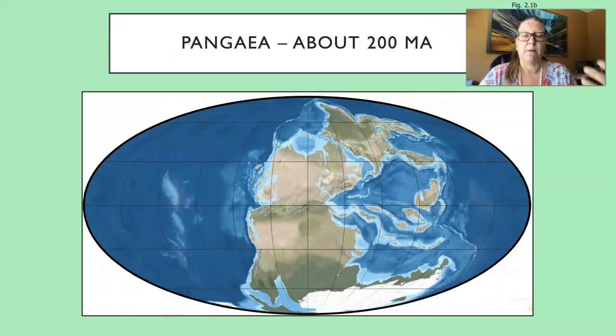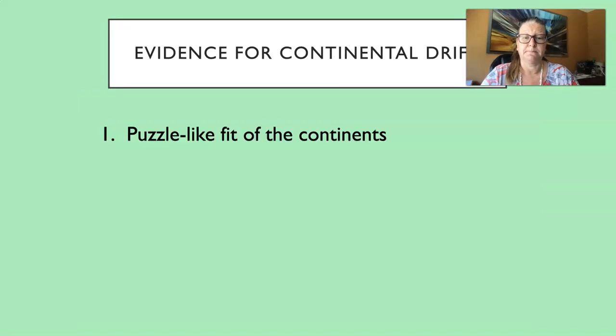This is a little bit more modern view of what Pangaea might have looked like about 200 million years ago. And remember, 200 million years ago was fairly recently, geologically. It was actually around the beginning of the Jurassic. So this is when dinosaurs started to take over and really dominate the continents.